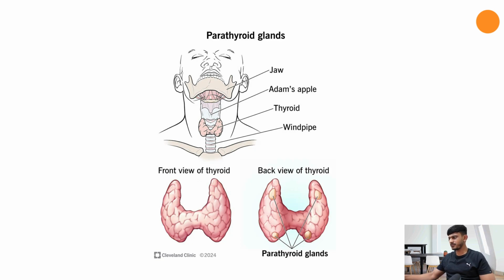First slide. So teriparatide, what is parathyroid hormone? First of all, it is a hormone which is produced by the parathyroid glands, which are four tiny glands on the posterior aspect of the thyroid, as you can see in this diagram here.